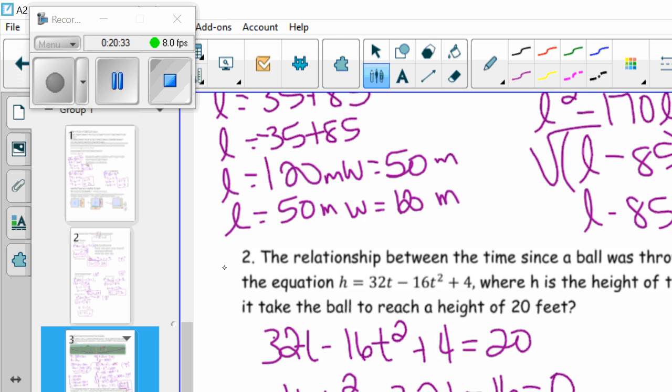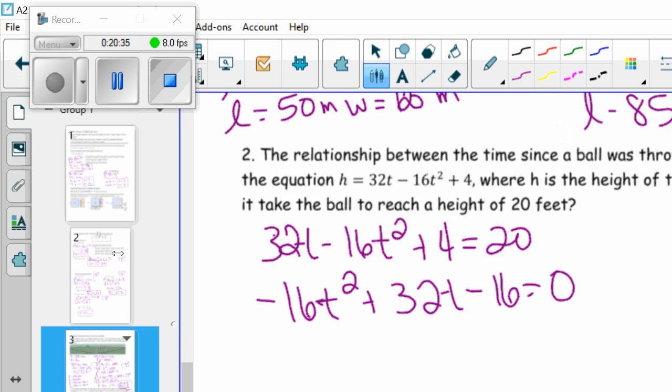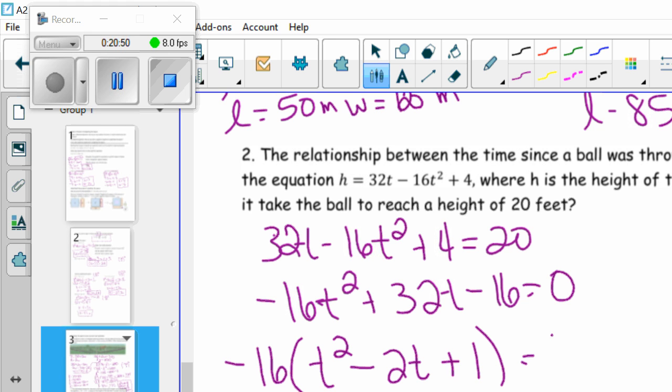I want to factor this. We're going to try to make our life much easier by looking for a GCF. So I have a negative 16, positive 32, and a negative 16. They all have a negative 16 in common, so pull a negative 16 out. And then I'm left with t squared minus 2t plus 1 equals 0. So now I want to see, can I factor this? So what can I multiply together to get positive 1, but add to get negative 2? That would be a negative 1. So this factors to negative 16 times t minus 1 quantity squared equals 0.